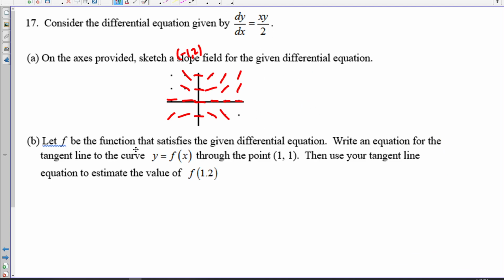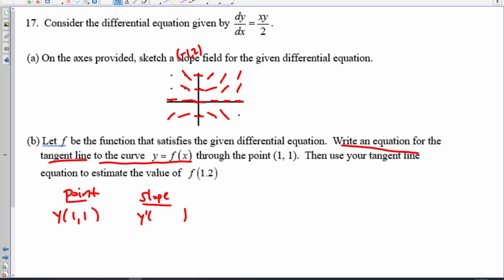Write an equation for the tangent line. That just means point slope, okay, when they tell me that. To the curve y equals f of x, so that tells me this point is a y and this slope is a y prime through the point (1, 1). So I already know the point, and that's going to be the slope at (1, 1). And I need a number for all of these.